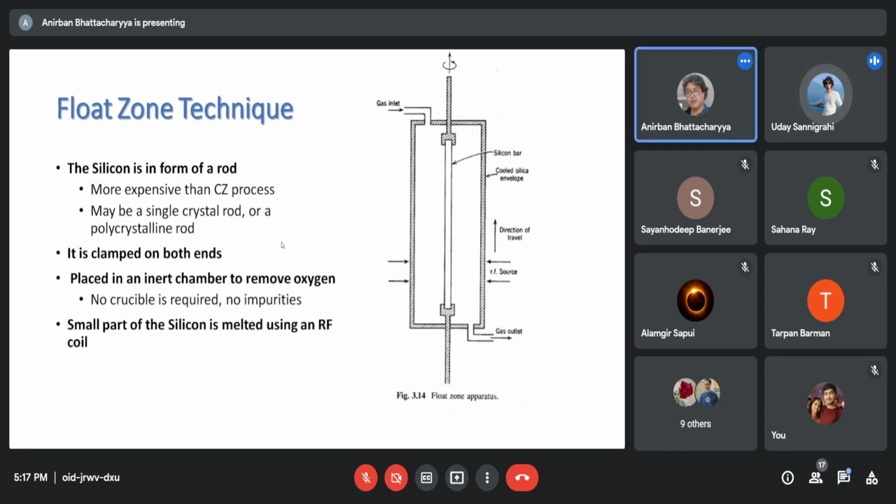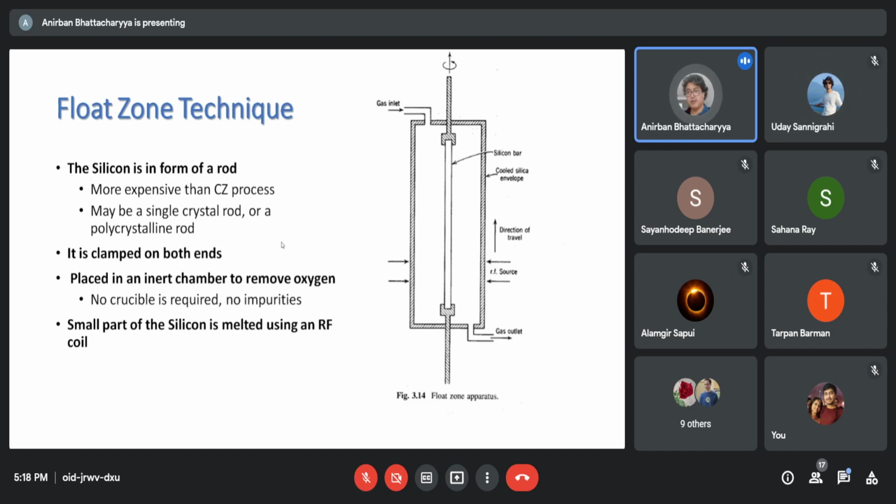Sir, which gas is used in this process? Either argon or nitrogen. Argon is very common. Argon is a noble gas which is very inert. Also, it's a heavy gas, so it stays. It does not flow out easily.